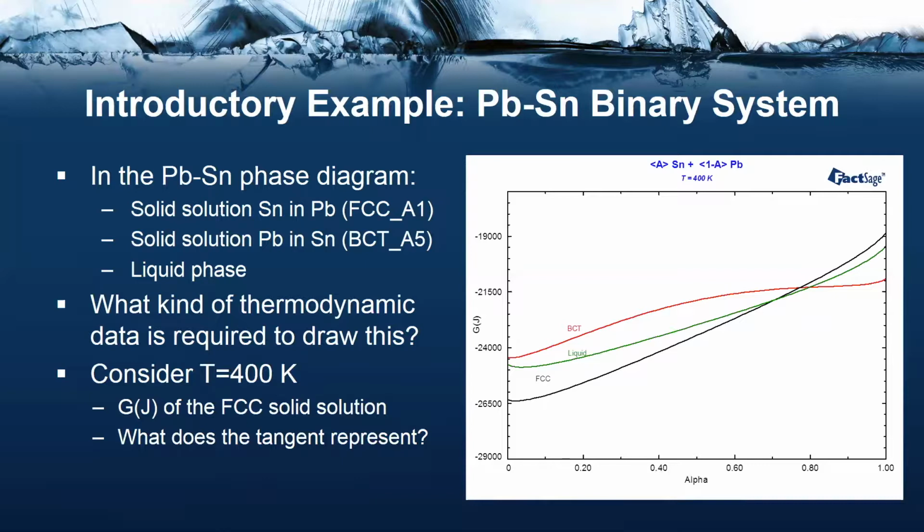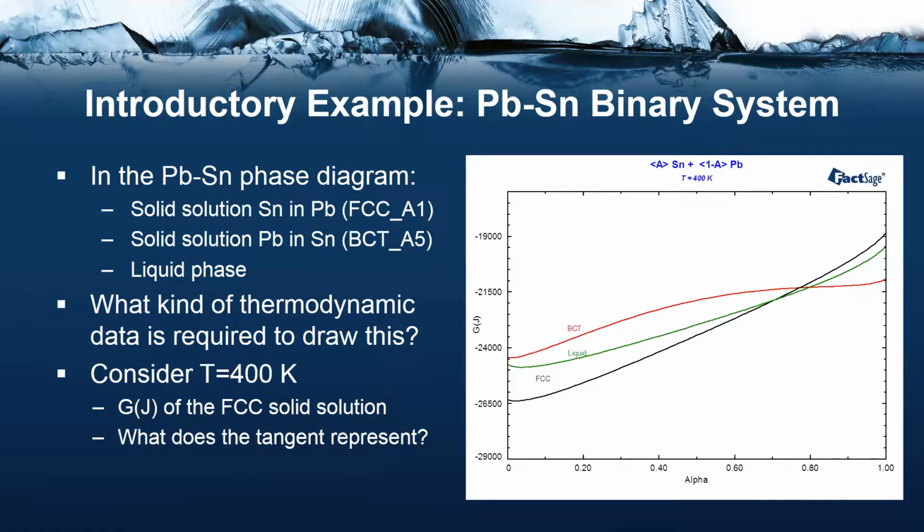Based on this, it's tempting to think that the composition of the system will be only FCC between alpha equals 0 and this composition, and then it will only be composed of the liquid, and then finally only of the BCT. But this is not correct. And why is this not correct?